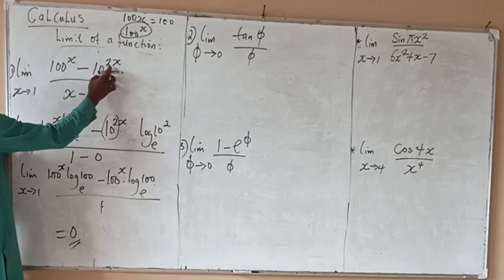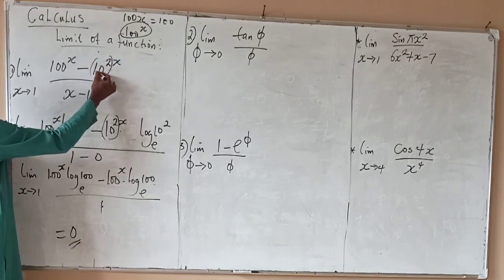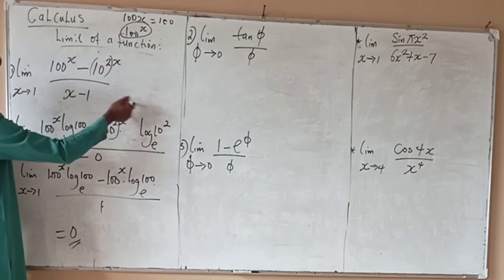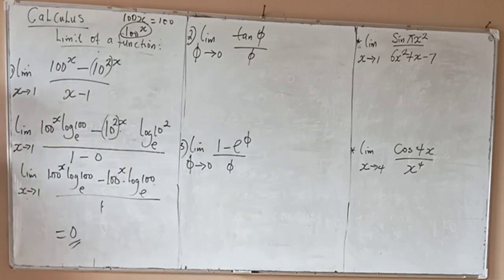You can do it here. I will do it here. Just say 10 to the power 2. That is 100. 100 to the power x minus 100 to the power x is 0, over this. So the answer becomes 0. The answer is 0. So please take note of that.